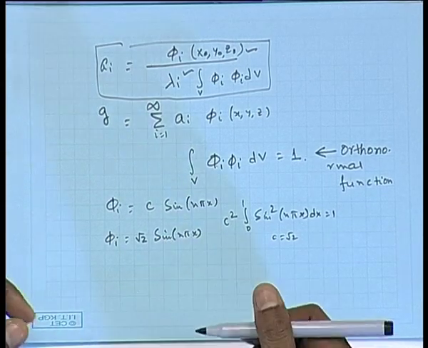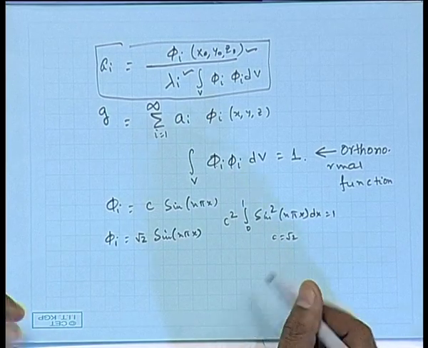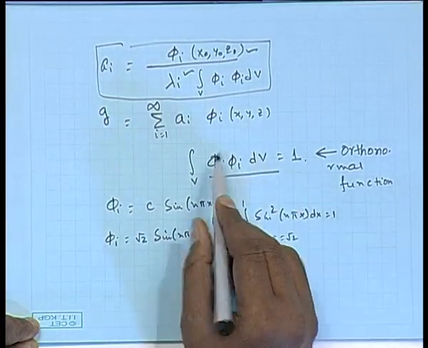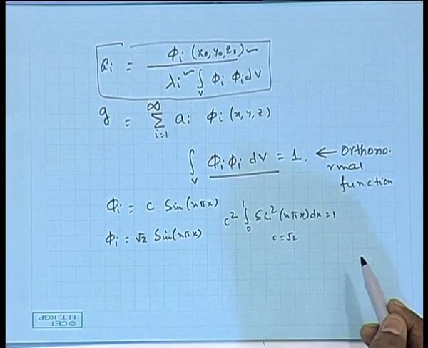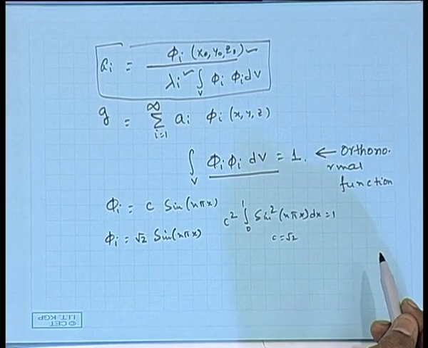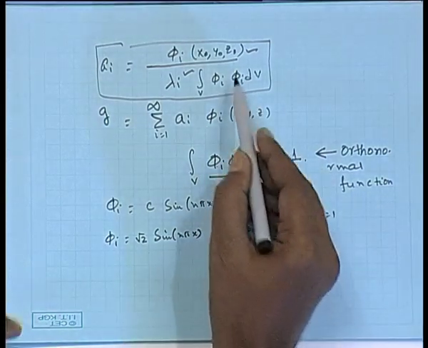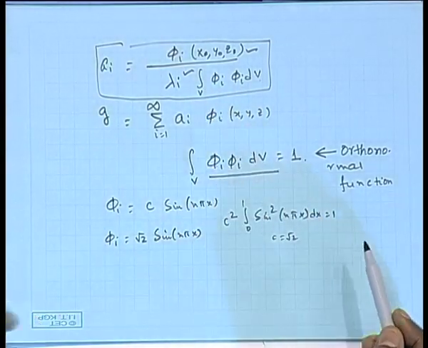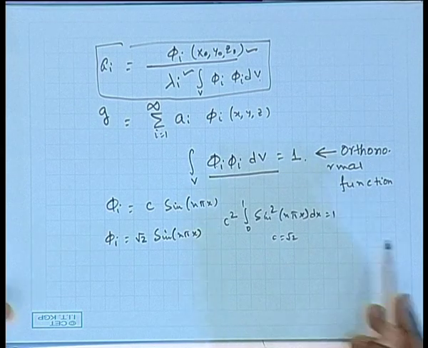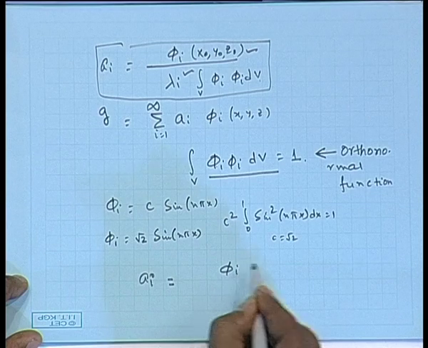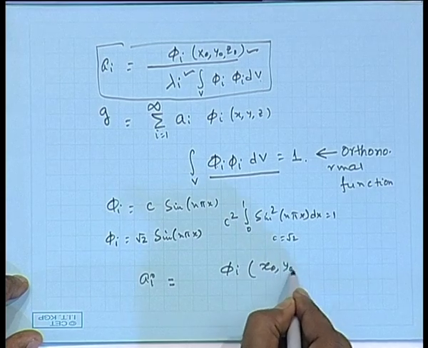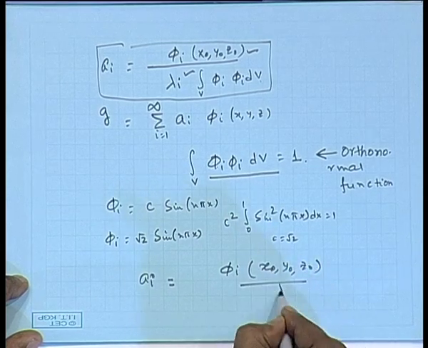So, you can always force your eigenfunctions to be orthonormal by setting this integral to be 1. Therefore, if your eigenfunctions are orthogonal as well as orthonormal, then this integral in the denominator will be turning out to be 1. In that case, the expression of A I will be further simplified to phi I x naught y naught z naught divided by lambda I.